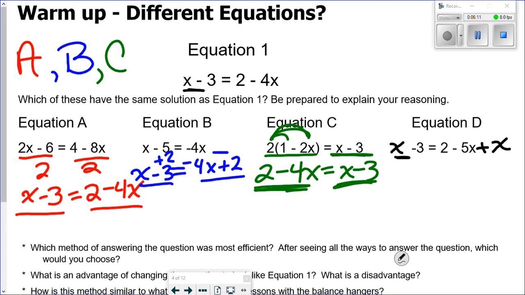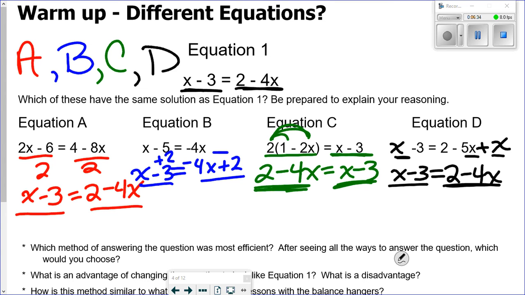On the left, I have x minus 3, just like the left-hand side of equation 1. On the right, when I take negative 5x and add x to it, I get a negative 4x, which is now also equivalent to the right side of equation 1. So, as it turns out, all 4 equations, A, B, C, and D, are in fact equivalent to equation 1.